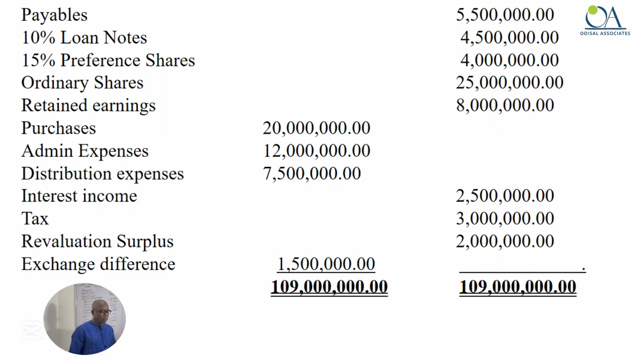Purchases, this is debit again, 20 million, admin expenses 12 million, distribution expenses 7.5 million, interest income 2.5 million, accrued tax 3 million, revaluation surplus, this is credit, 2 million, exchange difference, this is debit, 1.5 million. Total of trial balance is 109 million.